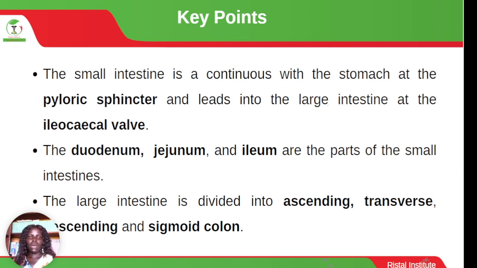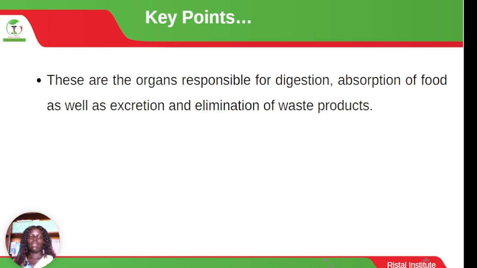Key points to note: the small intestine is continuous with the stomach at the pyloric sphincter and leads into the large intestine at the ileocecal valve. The duodenum, jejunum, and ileum are the parts of the small intestine. The large intestine is divided into ascending, transverse, descending, and sigmoid colon. These are the organs responsible for digestion, absorption of food, as well as excretion and elimination of waste products.